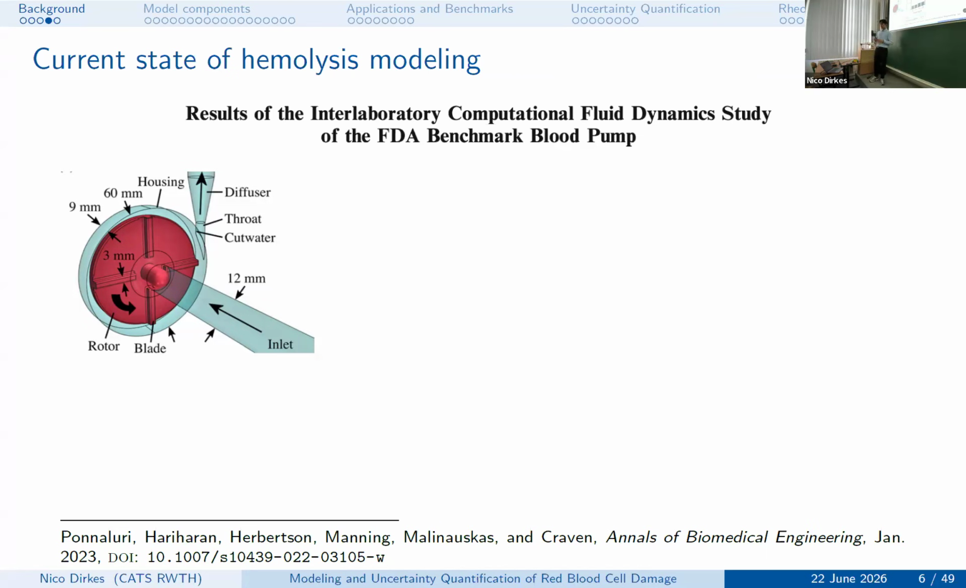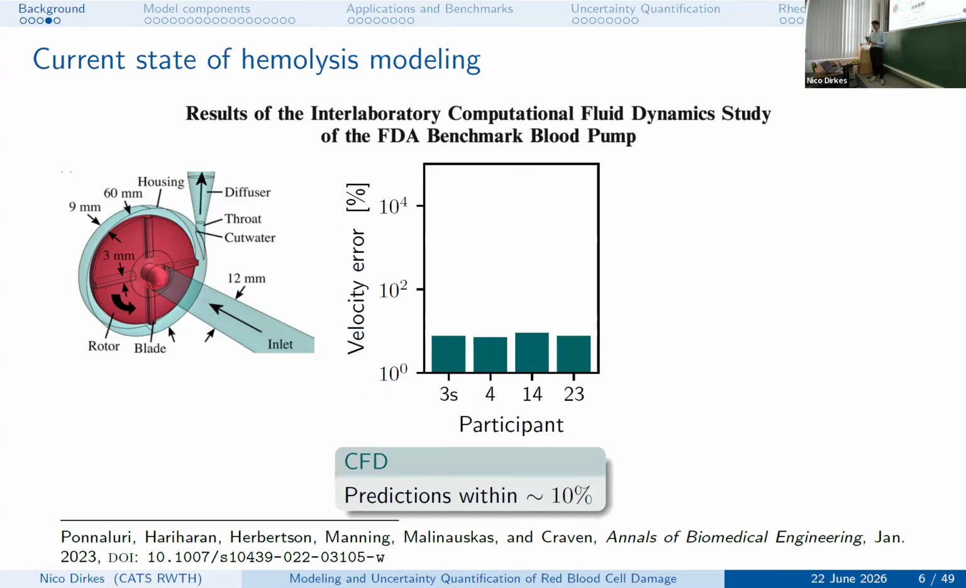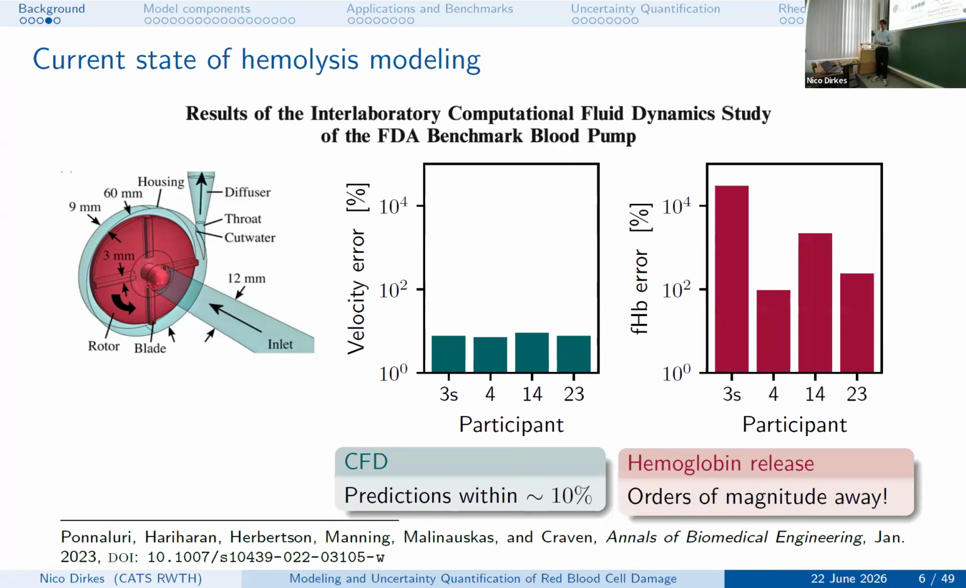And generally for the velocity field of the blood, the CFD simulations were relatively accurate. You can see here that the various participants had errors of up to 10%, which is, I guess, not perfect, but it's at least in the range of what's realistic. However, the hemolysis, which is the second diagram, was widely off between participants. You can see here that participant 3S has an error of 10,000%.